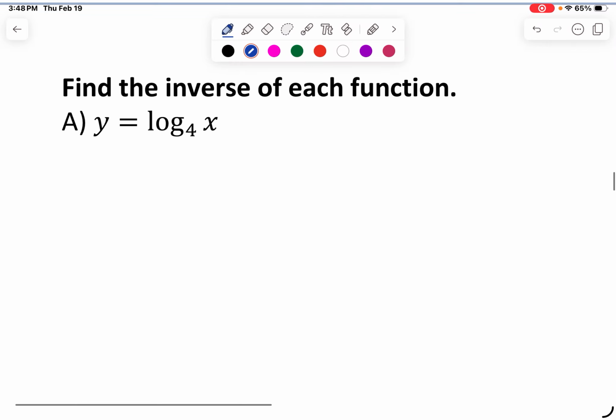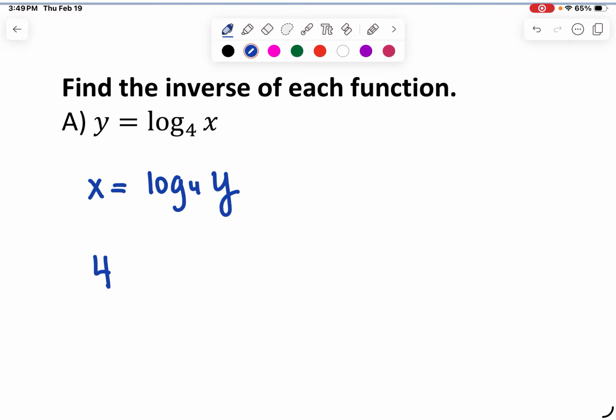So we're going to switch x and y. That's x equals log base 4 of y. Oops, love that for myself. Forgot to switch the x and y. All right, see if your log is isolated. It is. So now I'm going to rewrite in exponential form. So 4 is my base. Whatever my log is equal to is my exponent, is equal to my argument.